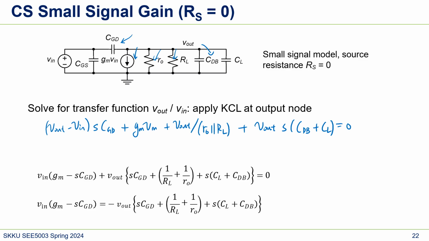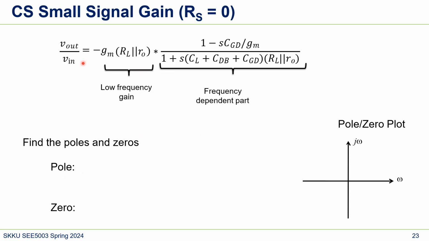So we do some math, and the result will look like this. Again, similar low frequency gain, because our circuit was basically this without capacitance, because in low frequency we can ignore capacitance. So here's RL and here's ro. So the gain is minus gm, RL parallel ro. And then this part is the frequency dependent part. We do a lot of math, and we can get it from the previous slide.